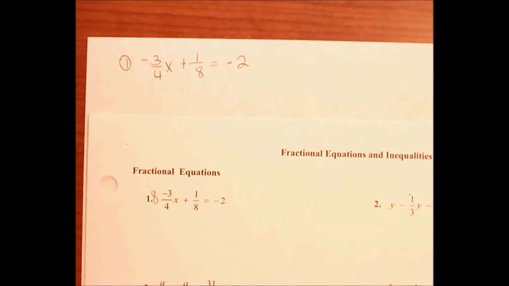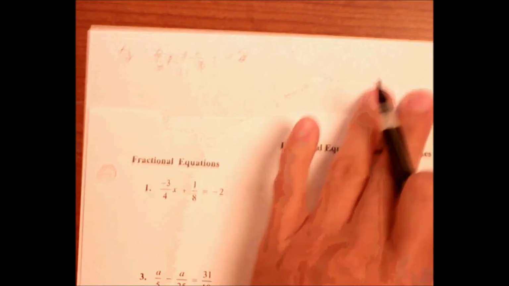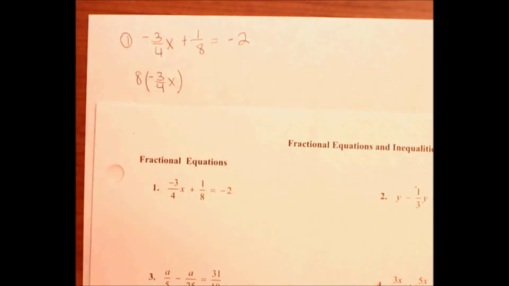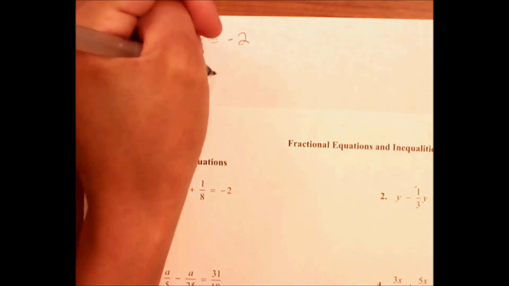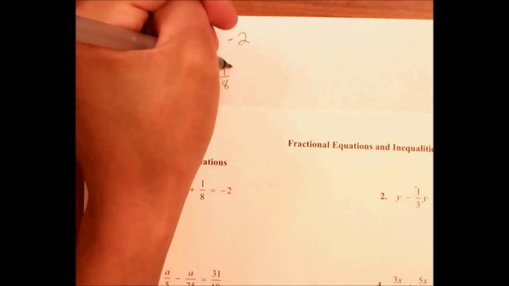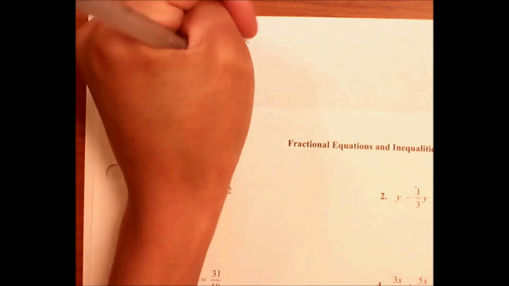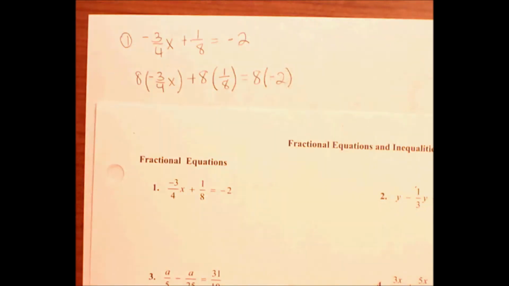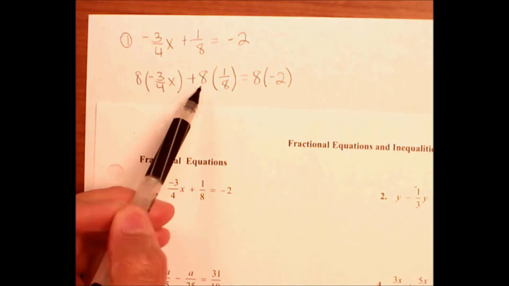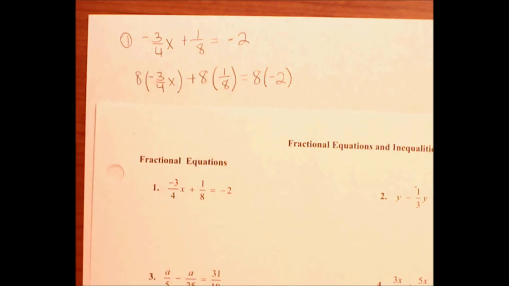Okay, so like I said a second ago, 8 would be our least common denominator, or least common multiple. 8 times negative 3/4 x plus 8 times 1/8 equals 8 times negative 2. So remember, when you multiply by 8, you have to multiply it by everything.